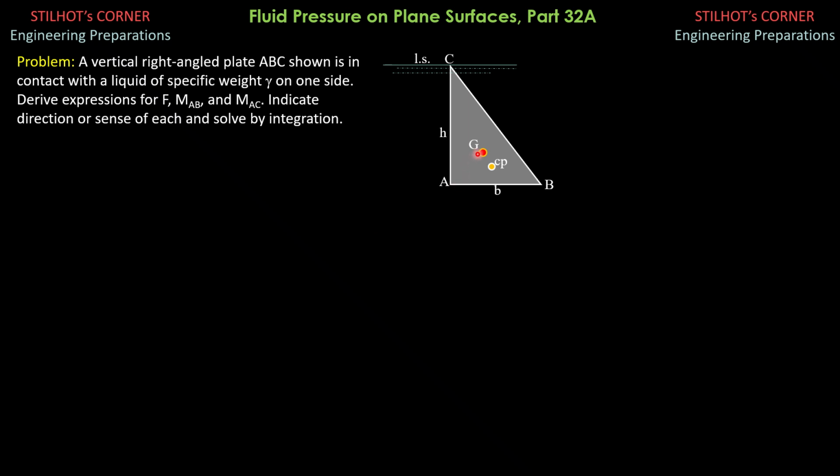So this is the location of the centroid, which is 2/3 of h from the liquid surface, and b over 3 from this vertical edge. So that's the positive y direction and the positive x direction. That is based on the derivation of the formulas in fluid statics, which is also found here. It should be at the start of this topic.